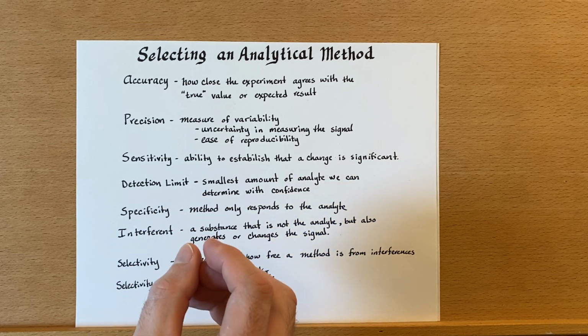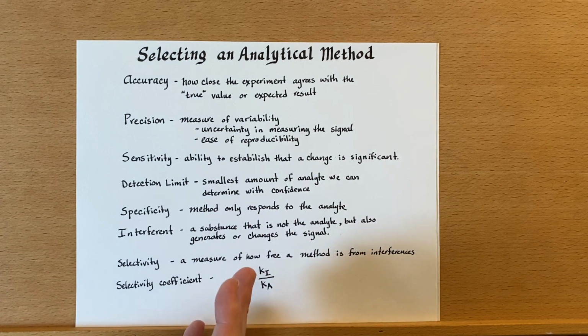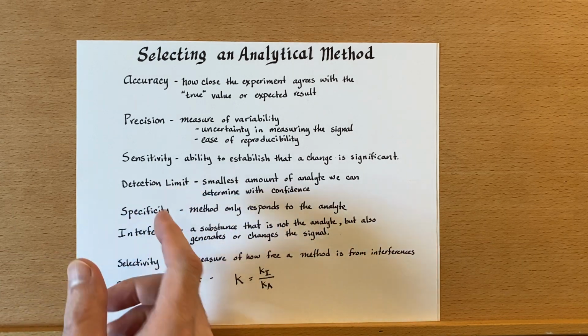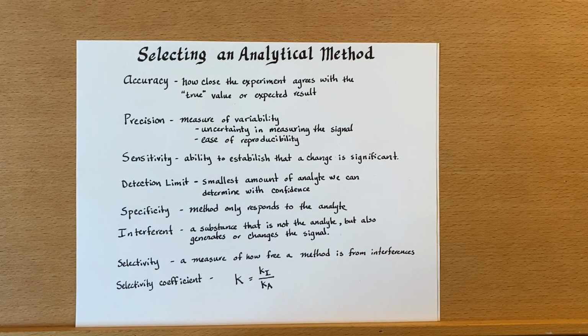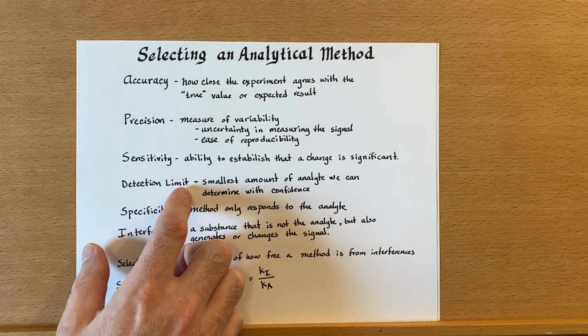So if I change the amount of analyte by increasing it by 1 nanogram, say, and then my signal goes up by a factor of 5, that is quite a sensitive method. And that's a good thing because that leads to lower detection limits. And lower detection limits are what we actually would like.